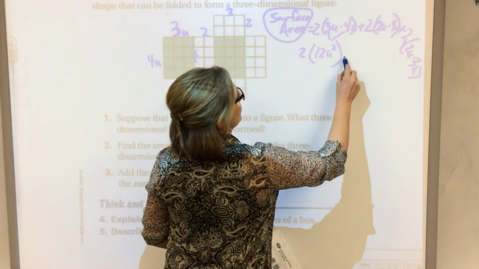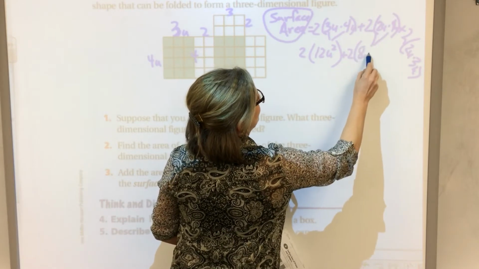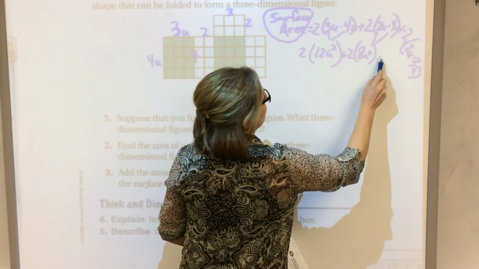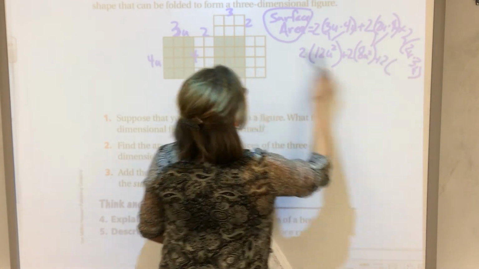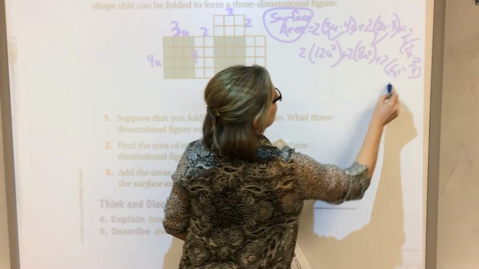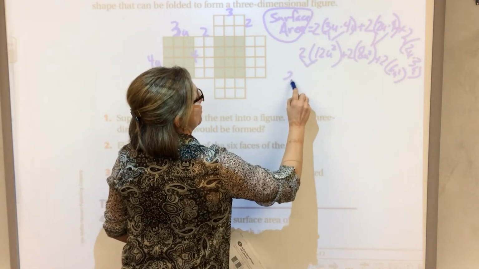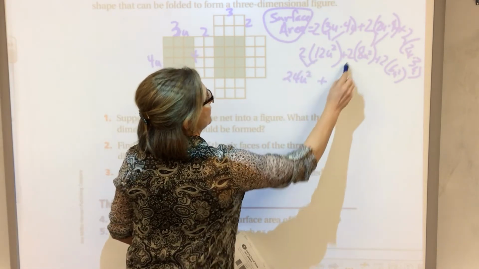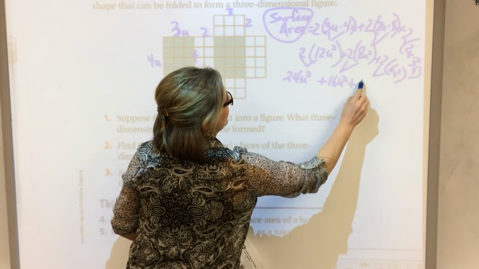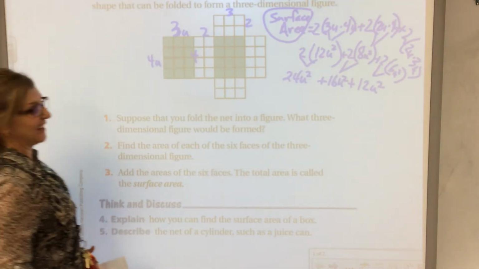All right, plus, then we're going to take 2 times 2 units times 4 units, which is 8 units squared. That's this one and this one here. And then plus 2 times 2 units times 3 units. That means we've got 6 unit squares. So now we're going to double each of these. So that's going to be 24 unit squares, plus here we've got 16 unit squares, plus here we've got 12 unit squares. And then we just add all those areas together.